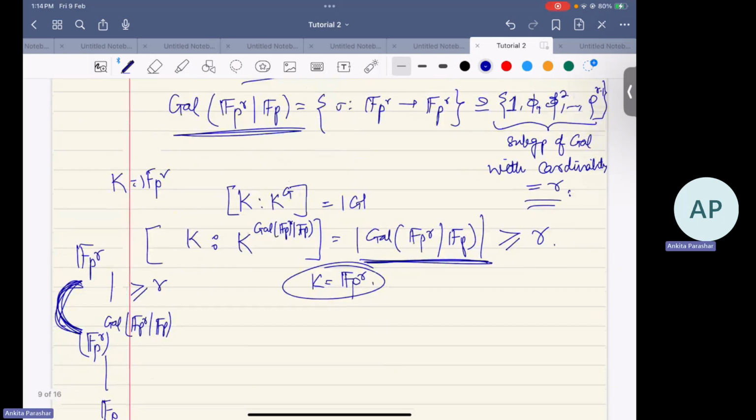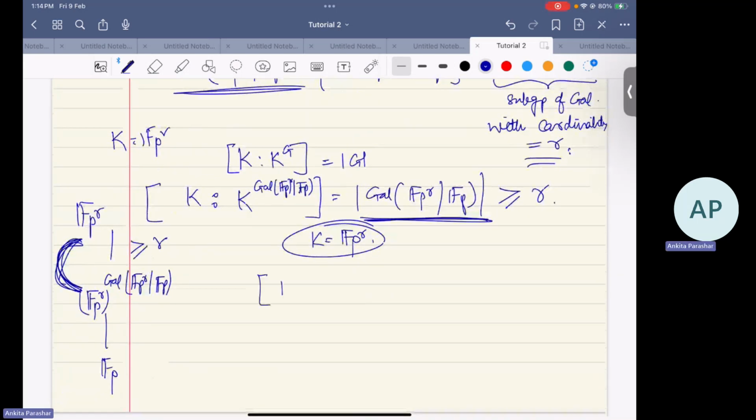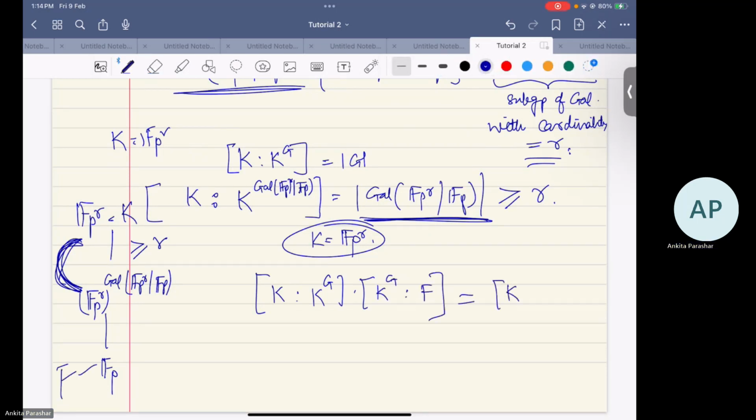Right. Now we use the field extensions. Now we use the tower of this field FP. I'll write now K. This is my K, K over Kg, Kg over K. This is nothing but my F. This is nothing but K over F. But K over F is the whole extension, which is degree R. This is nothing but R. However, this is greater than or equal to R.